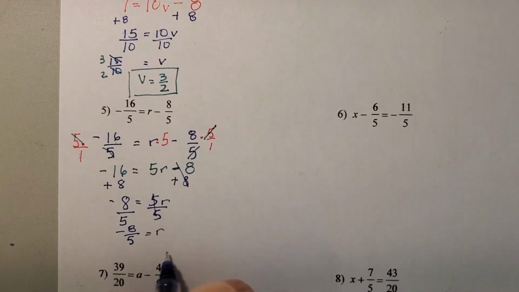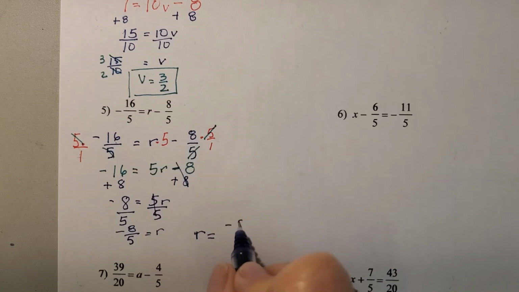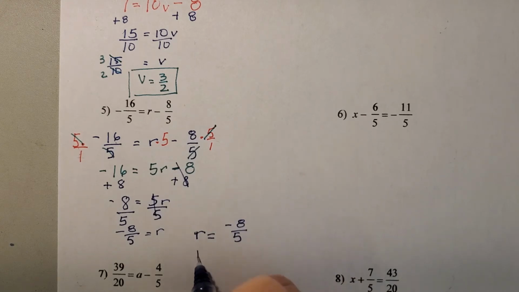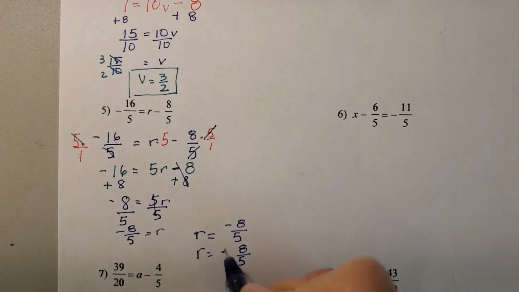And then we always write our variable first. And when you write this negative 8 over 5, the negative can go in the numerator, or the negative can go out in front. I think it's easier to keep track of if you write it in the numerator, but either way, equally correct. All right, let's look at another problem.